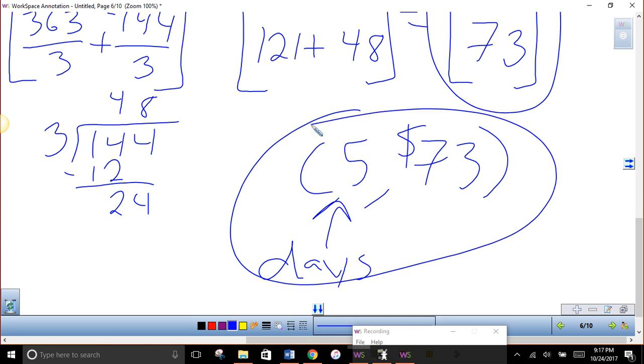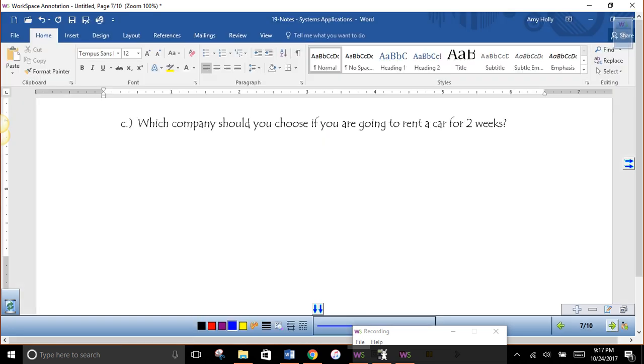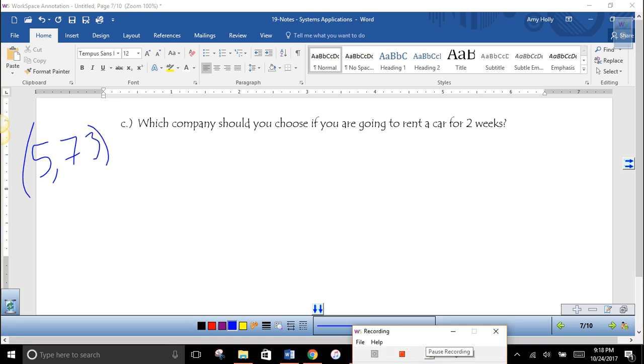Okay, so let's see how we answer part C. 5 and 73 is our answer. Stuff that right here for us to have it. Probably going to have to use it. So which company should you choose if you're going to rent a car for 2 weeks? Right away this should jump out at you because we were talking about days and this is weeks. So you want to convert this to 14 days.